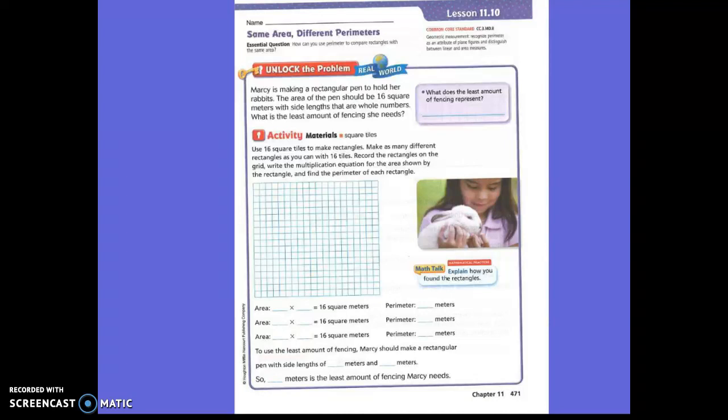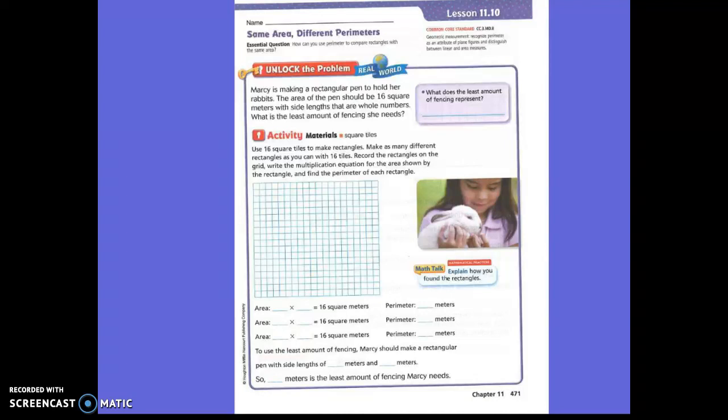Marcy is making a rectangle pen to hold her rabbits. The area of the pen should be 16 square meters with side lengths that are whole numbers. What is the least amount of fencing she needs? All right. What does the least amount of fencing represent in this problem? She's making a rectangular pen for her rabbits. The area should be 16 square meters. So that means the inside should have 16 square meters inside it.